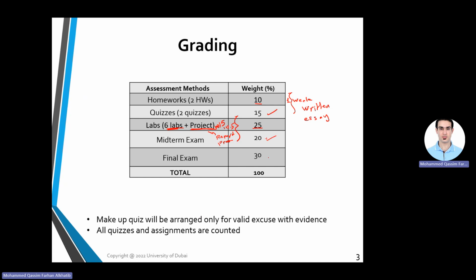Midterm and final, that's the standard. In case you could not make it for a quiz, contact me and we could arrange it. However, midterm and final, they are arranged by the registration department.